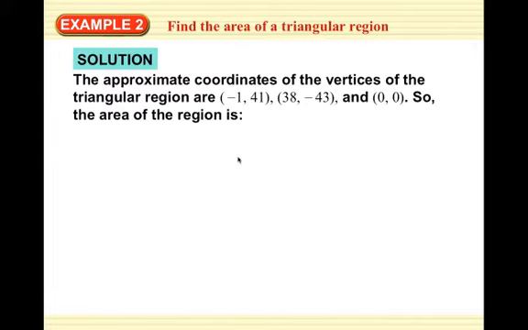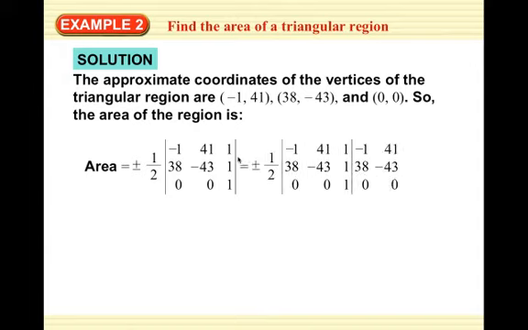Okay, so let's consider point 1 to be negative 1, 41. So x1 is negative 1, y1 is 41. x2 is 38, y2 is negative 43, so that's our second point. And then we'll use 0, 0 as our third point, so x3 equals 0, y3 equals 0. So then we'll just plug into our formula. So the area is going to equal either plus or minus 1/2, whatever we need it to be so that the product is positive, times the determinant of negative 1, 41, 1; 38, negative 43, 1; and 0, 0, 1.